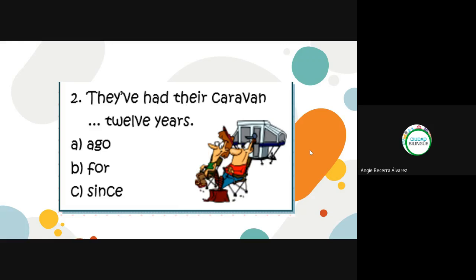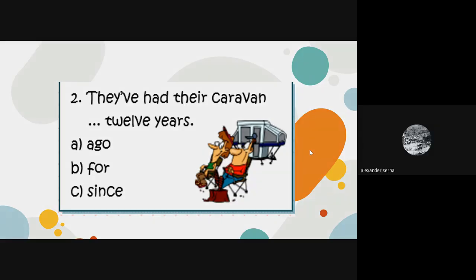Estamos hablando de duración y presente perfecto. Ellos han tenido su, ¿cómo es que se llama el carrito donde vive la gente? ¿Y cómo se llama eso en español? Casa rodante. Eso. Sí, una casa rodante. Ellos han tenido su casa rodante por 12 años. So perfect. It is for.